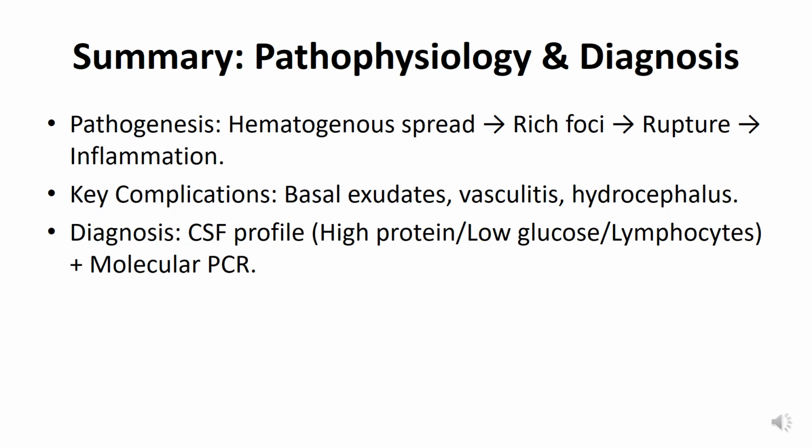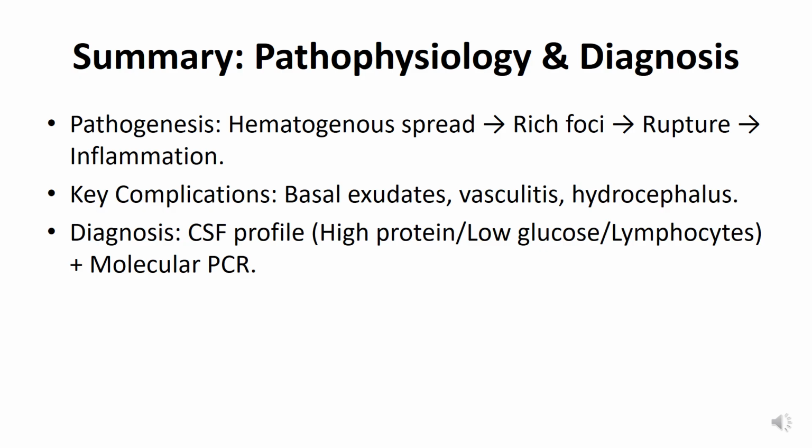At this stage, patients may have no neurological symptoms. The infection can remain silent for weeks, months, or even longer. The critical event occurs when one of these rich foci ruptures into the subarachnoid space. This space contains cerebrospinal fluid, which circulates around the brain and spinal cord.